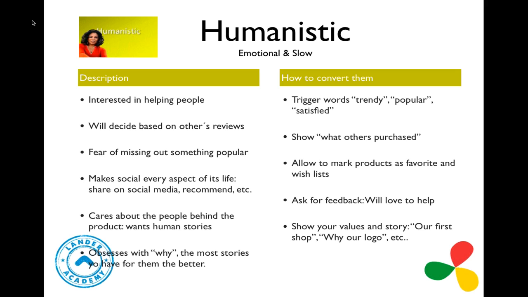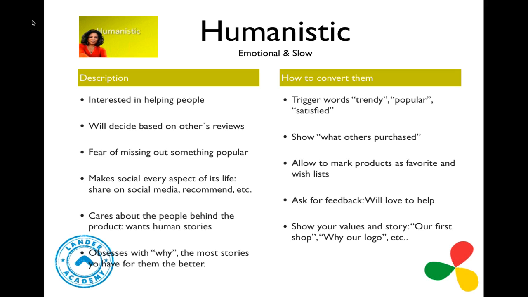Okay. So humanistic, emotional and slow, believes in what others say. Methodical wants to be sure that this is the right call, the right decision. Humanistic is more concerned about what people do. So we need to have trendy, popular rankings, whatever. Okay. And now let's see all together.